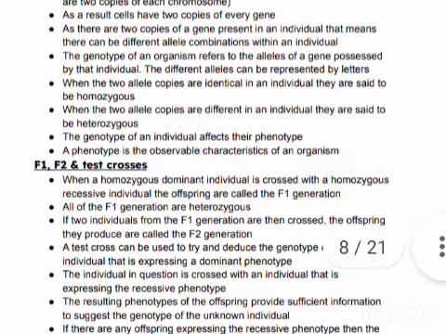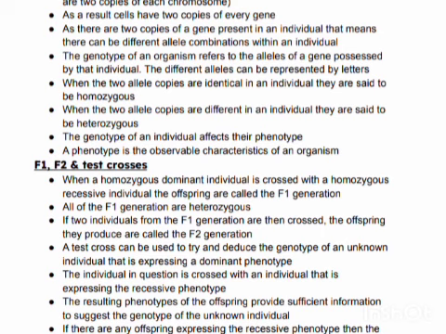Now, moving on to genotype and phenotype. The chromosomes of eukaryotic cells occur in homologous pairs. There are two copies of each chromosome. As a result, cells have two copies of every gene. As there are two copies of a gene present in an individual, there can be different allele combinations within an individual. When we talk about genotype, we're talking about the alleles of a gene possessed by that individual, the different forms of the gene.